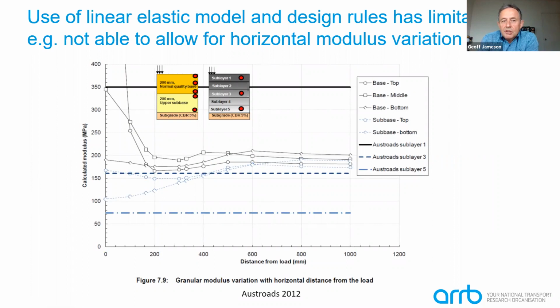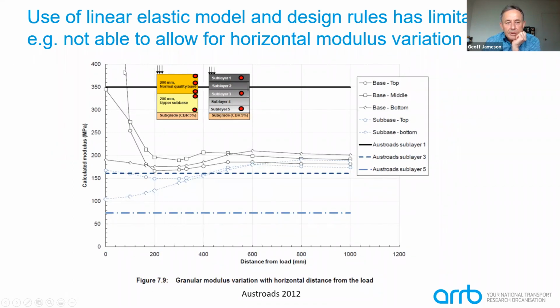So this slide here just shows another limitation, much along the same lines as previously. When we do a linear elastic characterisation, we assume a constant modulus at different distances away from the centre of loading, as shown by this solid line here. This is, for example, 350, a presumptive value that might be used for a normal quality granular material. And in the linear elastic model, we would use a value of 350 regardless of how far we are away from the centre of loading.